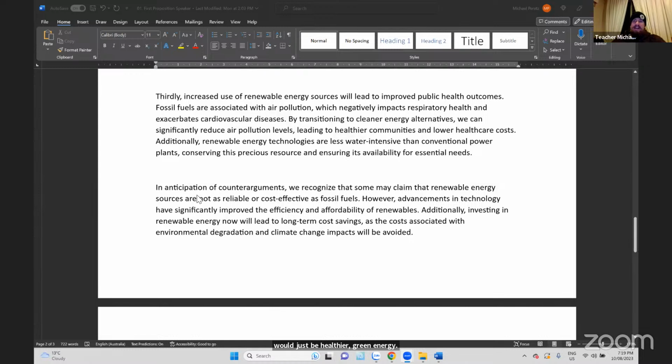Next, we're going to anticipate counter arguments. So we're going to prepare ahead of time. What do we think the other team is going to say to try and weaken our case? So we recognize that some people may claim that renewable energy sources are not as reliable or cost effective as fossil fuels. So when we anticipate these arguments, we don't have to know exactly what they're going to say, but if we can think of maybe one or two big reasons that everybody thinks, well, what's something bad about this topic? If you can come up with a couple of good ideas there, you stand a good chance of weakening their argument, because if they mention that, you've already said that's not an issue, that doesn't matter.